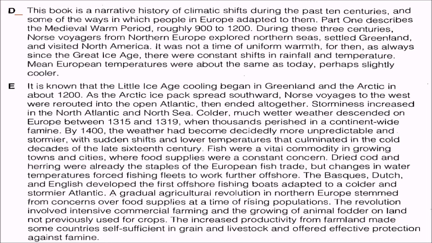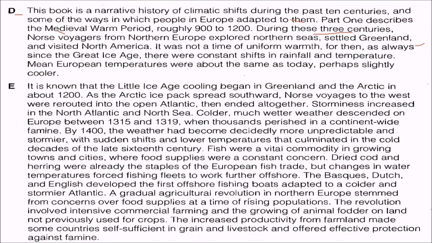Now, this book is a narrative history of climate shifts during the past 10 centuries and some of the ways in which people in Europe adapted to them. Part 1 describes the medieval warm period, roughly 900 to 1200. During these 3 centuries, Norse voyagers from northern Europe explored northern seas, settled Greenland, and visited North America.